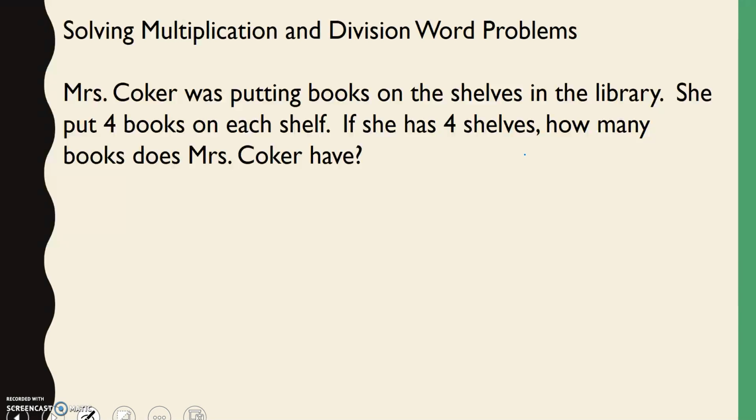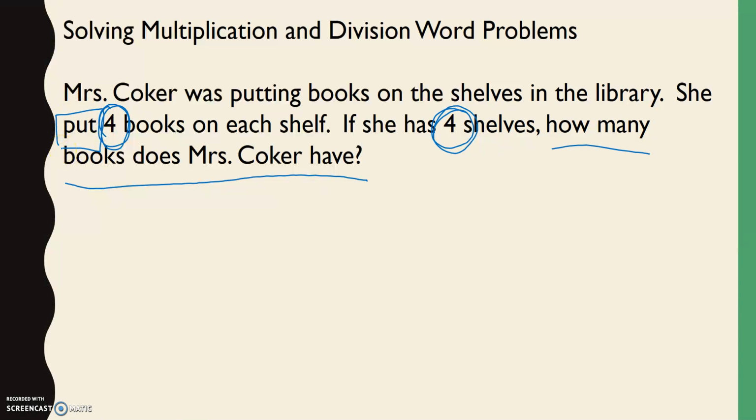Okay, so again, I'm going to circle my numbers. I have 4 books on each shelf, and she has 4 shelves. The question is, how many books does Mrs. Coker have? Some key words is that she's putting the 4 books on each shelf. Okay, so she's got 4 books on one shelf, 4 books on another shelf, 4 books on another shelf. So my number sentence is 4 times 4 equals blank.